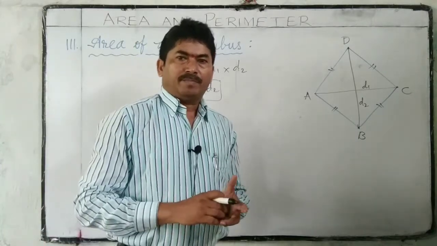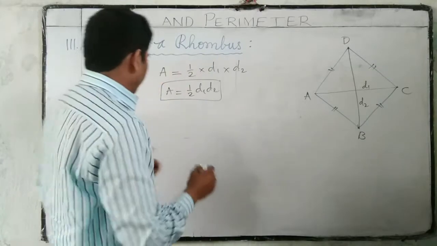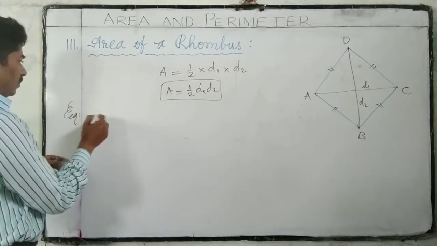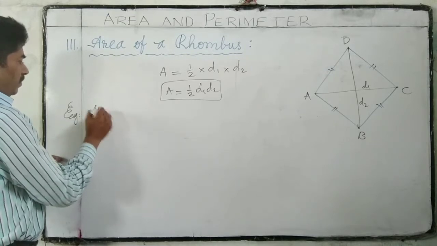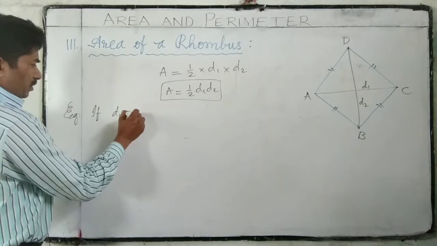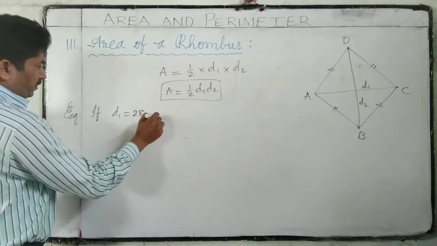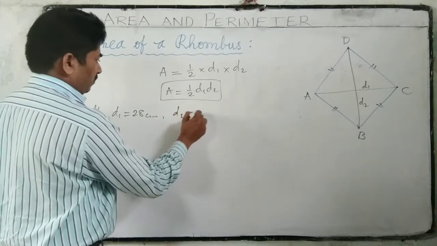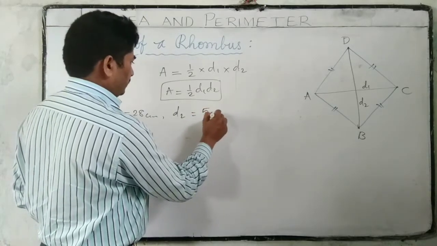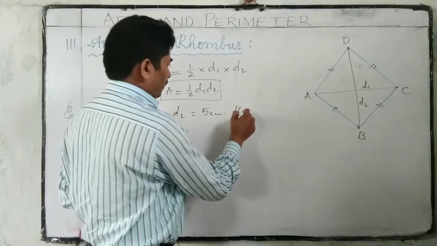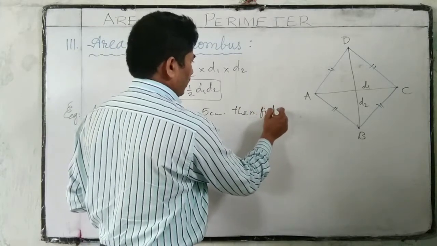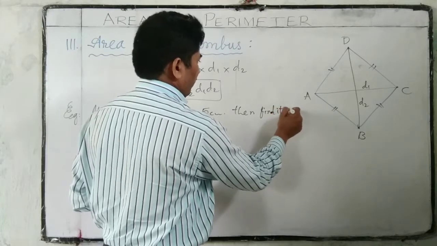Using this formula, let us observe an example. If D1 is equal to 28 centimeters, D2 is equal to 5 centimeters, then find its area.